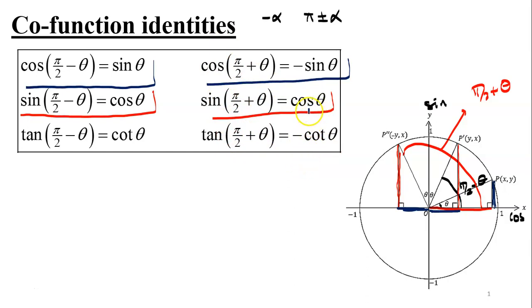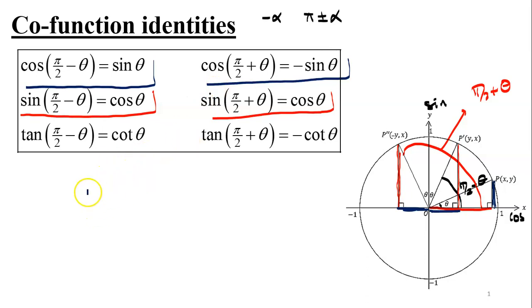Now, of course, in order not to confuse these identities, the same way we used to determine the correct sign of the functions for the identities with negative alpha and pi plus or minus alpha, we can also apply that small trick here. However, just keep in mind that with pi over 2, cosine in fact equals sine of angle theta. The trigonometric functions seem to be switching more or less.